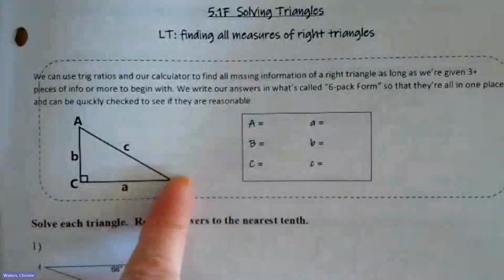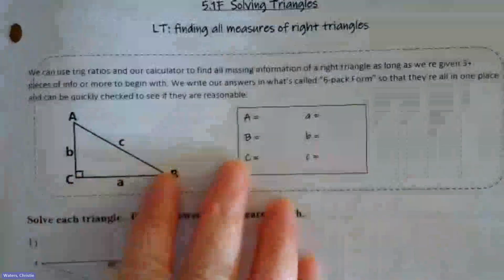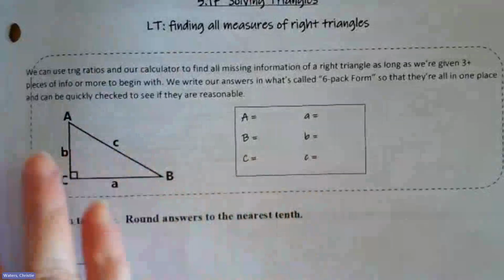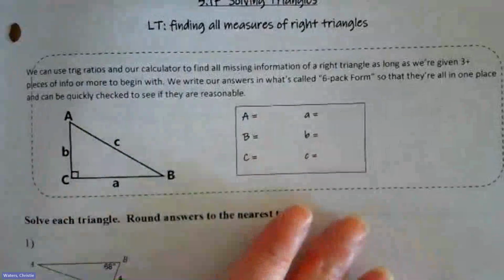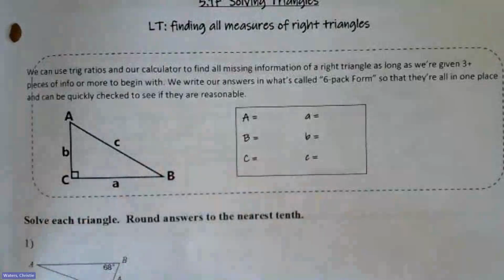You can use lots of different tools to do these. You can use Pythagorean theorem, you can use trig, you can use inverse trig, you can use the triangle sum theorem, you can use lots of different tools. So we're going to go ahead and jump in and I'm going to give you some examples of how you could do all these. So let's look at number one.